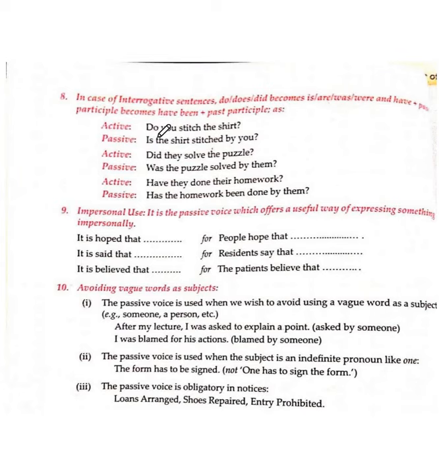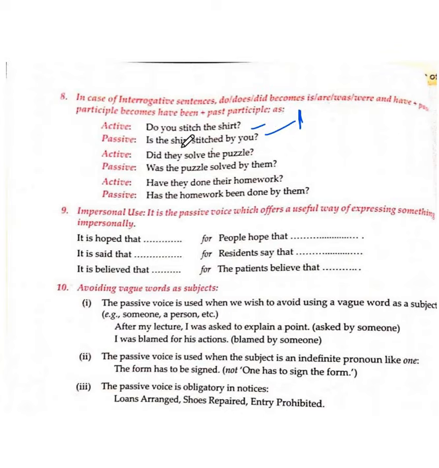So here you can see, if you are given this question, "Do you stitch the shirt?", the passive is "Is the shirt stitched by you?" In this way you can answer this one. And for a WH question, though it has not been given here, suppose "What are you doing?", you can write "What is being done by you?" Okay, so this way we can answer yes/no questions and also WH questions.